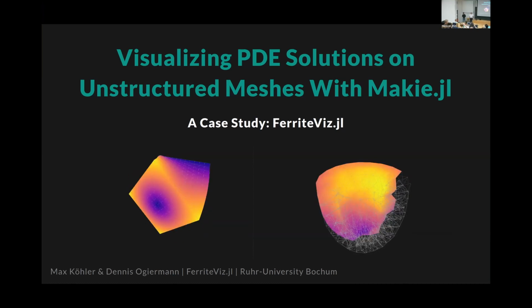So far we have listened a lot about structured data, so we can do scatter plots, heat maps, and stuff like that. But our domain is where we have unstructured meshes and most likely nonlinear fields, and also probably nonlinear geometry. And this is what we would like to visualize with Makie. And what you can see here is two typical examples.